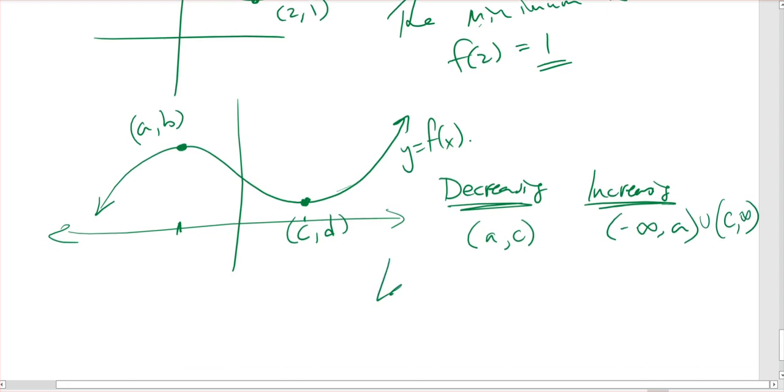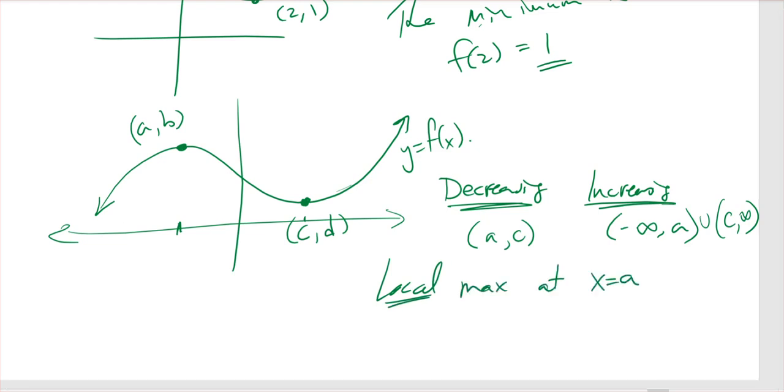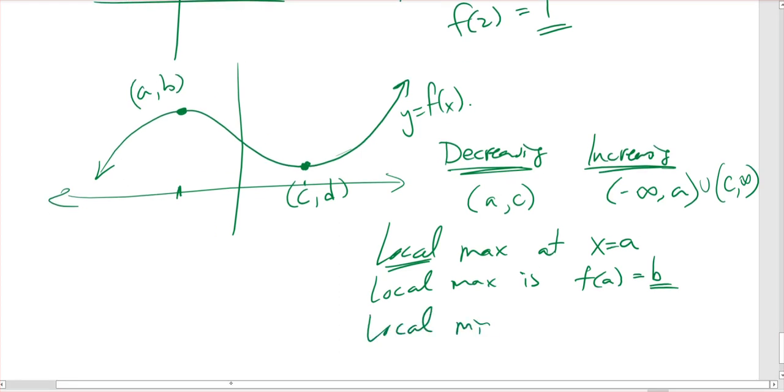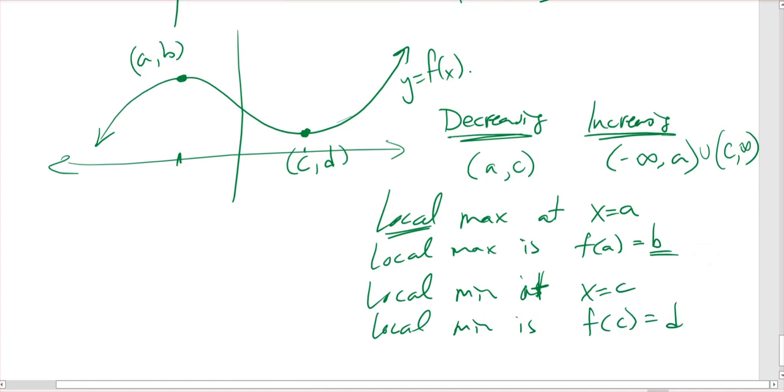We would say that it has a local max at x equal a. And we would say that the local max is f of a, which is b. Okay, we would have a local minimum where it's right here, right? The thing that's lower than the rest of the stuff around it. So we have a local minimum at x equals c, and we would say that the local minimum is f of c, which is d in this case.